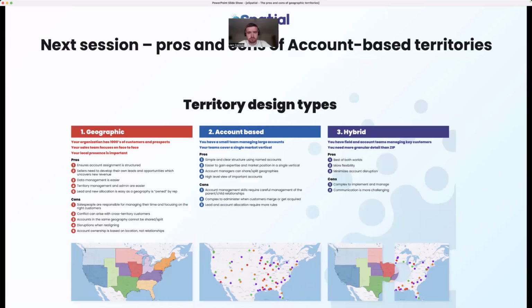And then in our next session, Liam, we're going to talk about account-based, and again the pros and cons of account-based territory alignments. We'll finish this off with the hybrid, and we can show people in the next session what an account-based alignment actually looks like, and then the hybrid at a later stage.